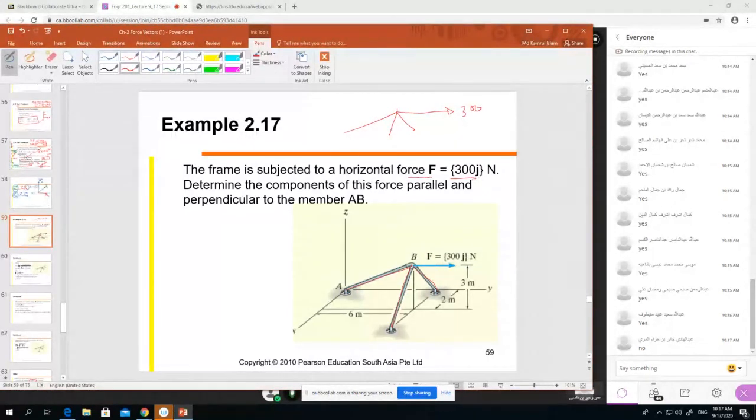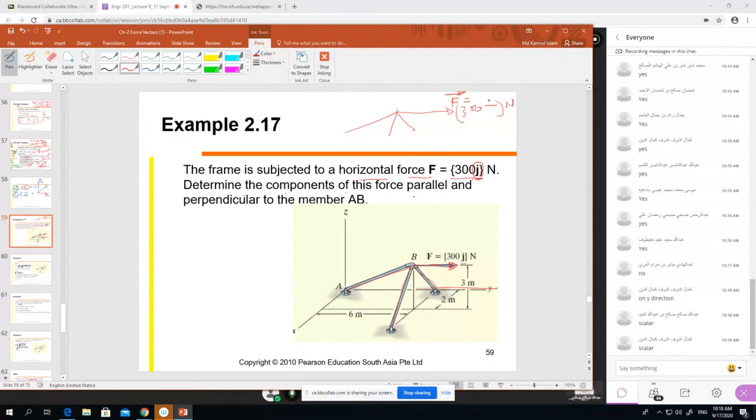Do you know why they put j here? What does it mean? To refer that it is along the Y axis. Yes, the force is along the Y axis. If I write F equal to 300, is it vector or scalar? It is scalar. Whenever I put j, it becomes a vector, j Newton. So the force is working along the Y axis, a horizontal force.